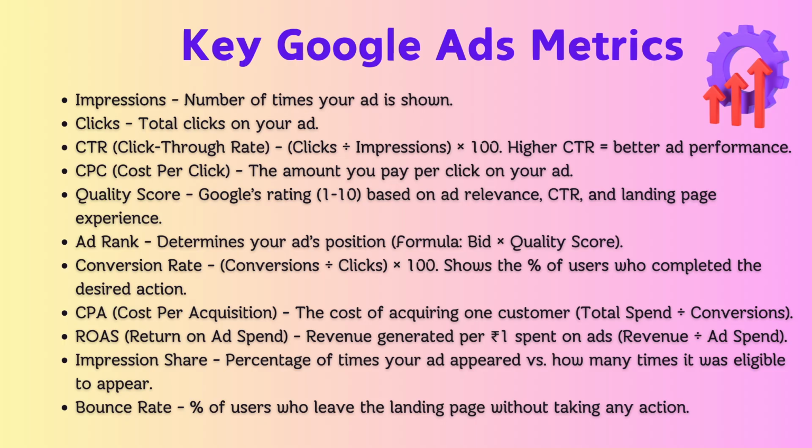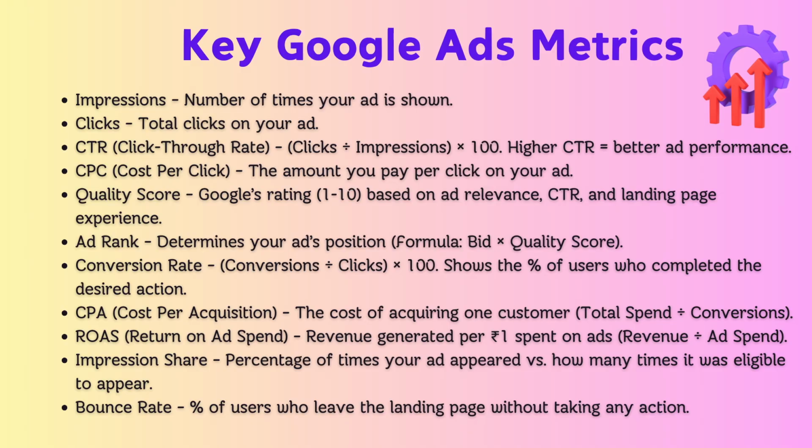Click-through rate. Click-through rate means clicks divided by impressions: the number of people who clicked divided by the number of people shown the ad, times 100. So if your CTR is high, you get better ad performance from Google Ads. So what is cost per click? The amount you pay per click is called cost per click, or CPC. The amount you're spending for a click.